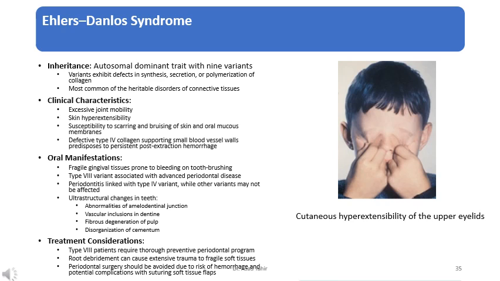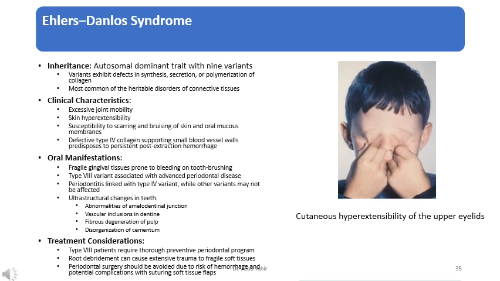Oral manifestations. Fragile gingival tissues prone to bleeding on toothbrushing. Type 8 variant associated with advanced periodontal disease. Periodontitis linked with type 4 variant, while other variants may not be affected. Ultrastructural changes in teeth. Abnormalities of amelodentinal junction. Vascular inclusions in dentine. Fibrous degeneration of pulp. Disorganization of cementum. Treatment considerations.